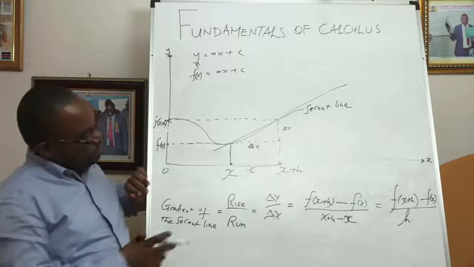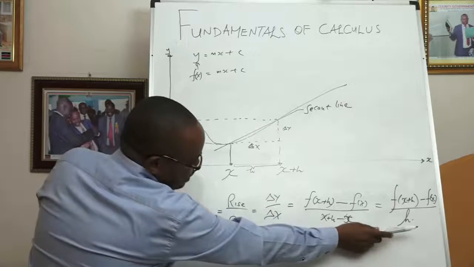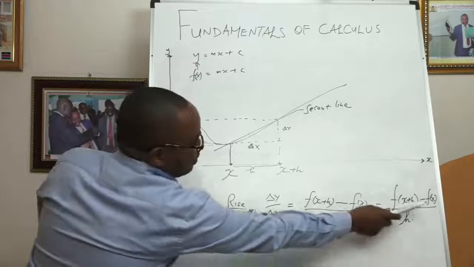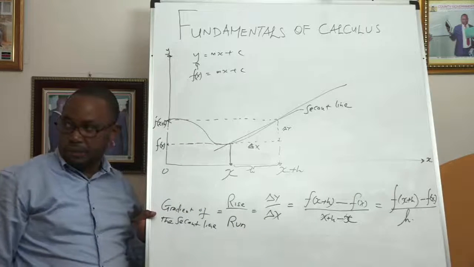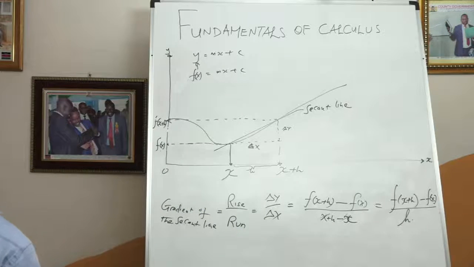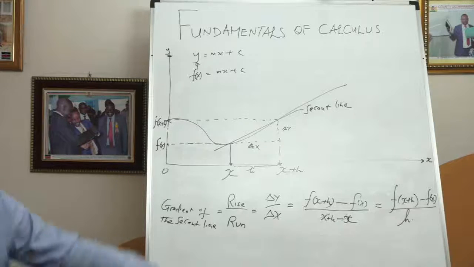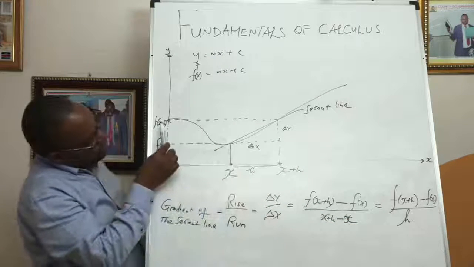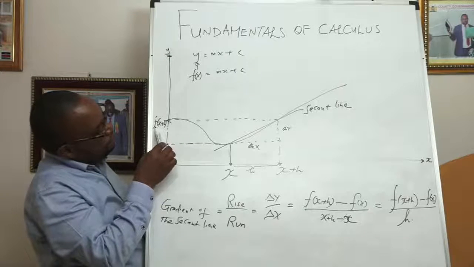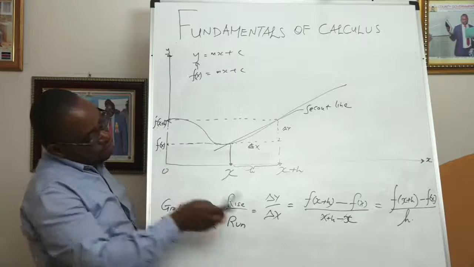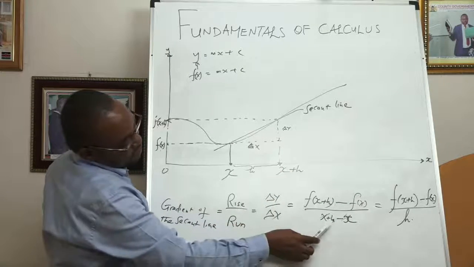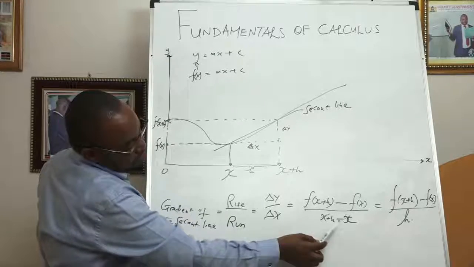And therefore, the gradient of this secant line can be calculated from this equation: function of x plus h minus function of x, divided by h. Are we together? I want to know whether you are together up to there. You can calculate the gradient of this line based on the rise, function of x plus h minus function of x. You divide by x plus h minus x, and the x and minus x go, it's equal to 0, you're left with h.